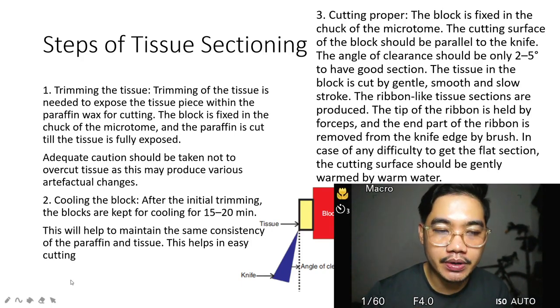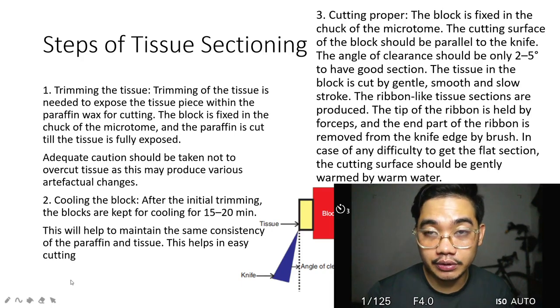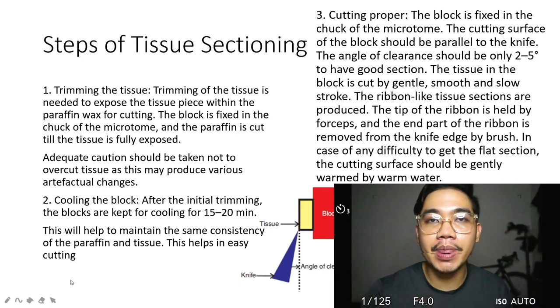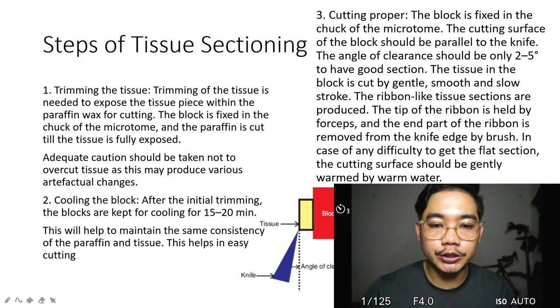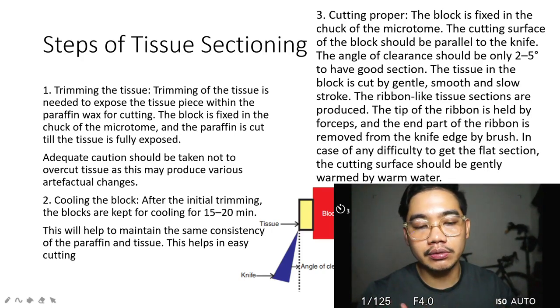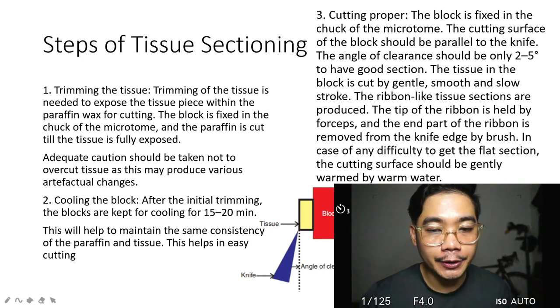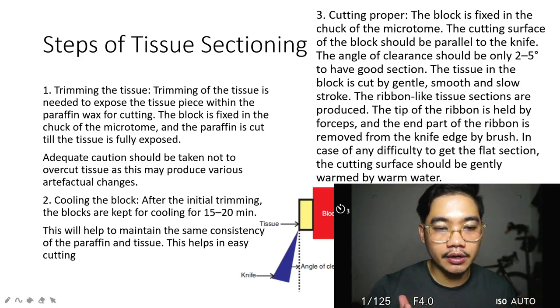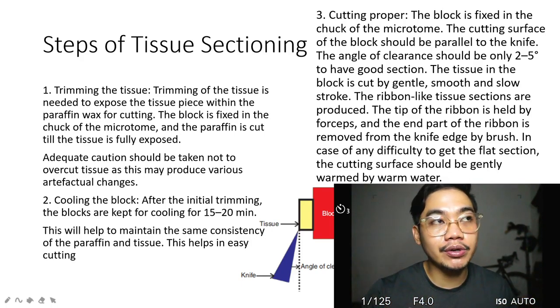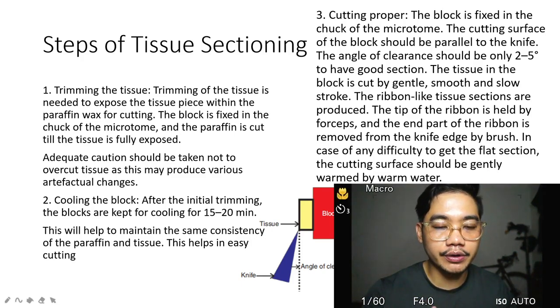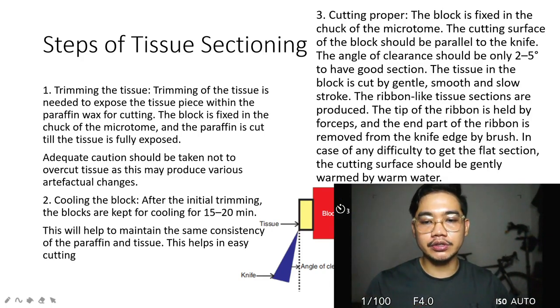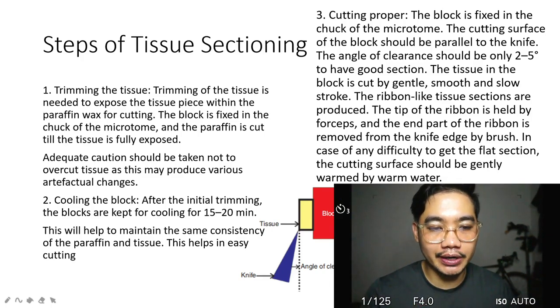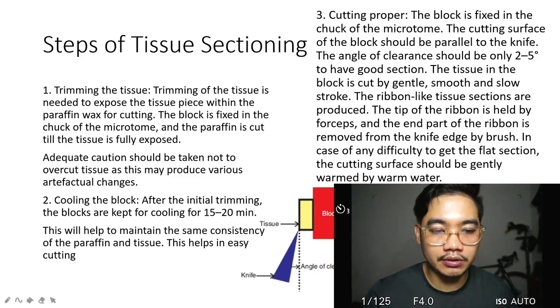So, steps in tissue sectioning. We really need to trim so that the tissue is exposed, no? Because there is still a layer of paraffin on top of the tissue, and we really need to cut that off so that the tissue is exposed. Number two, it evens the cutting area. If it's not even, then we can't get adequate sections. After we trim it, we cool the block. That's why it's put in ice on the side. After Sir Jude trims it, he takes it off and puts it on the side in ice. This will help the paraffin and the tissue have the same consistency. This helps in easy cutting.